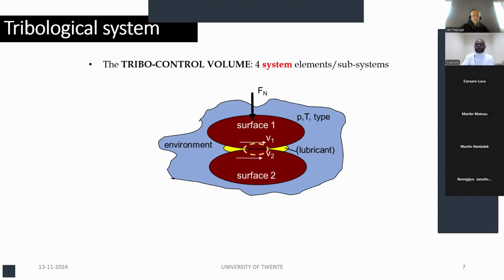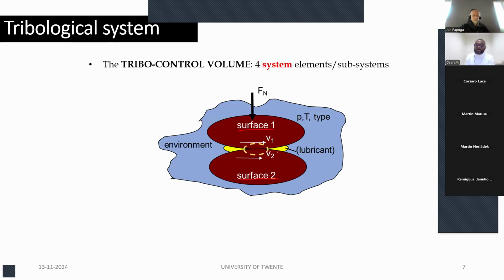It's the typical tribological system. It's composed of 4 subsystems. We have surface 1 and surface 2, both in relative motion, so V1 and V2 are usually different. And then the environment is also important. Is it high relative humidity? Is it a hot temperature environment? Is it a vacuum? Those all play a big role in how your interface is going to behave.